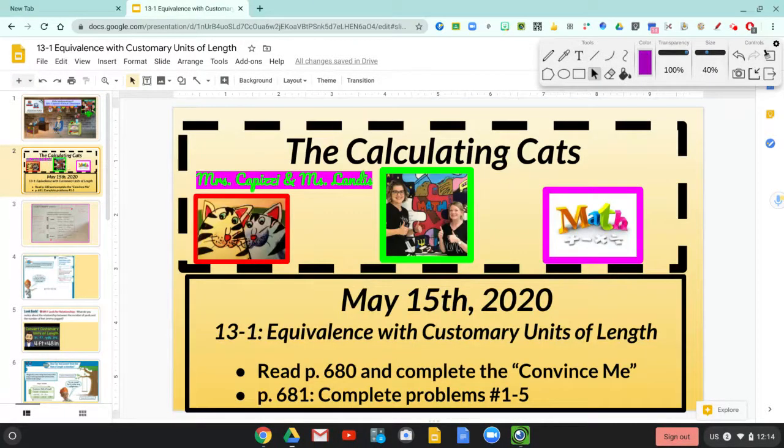So on today's May 15th, 2020, we will be working on 13-1, equivalence with customary units of length. We will be reading page 680 and completing the Convince Me. And on page 681, you will be completing problems numbers 1 through 5.